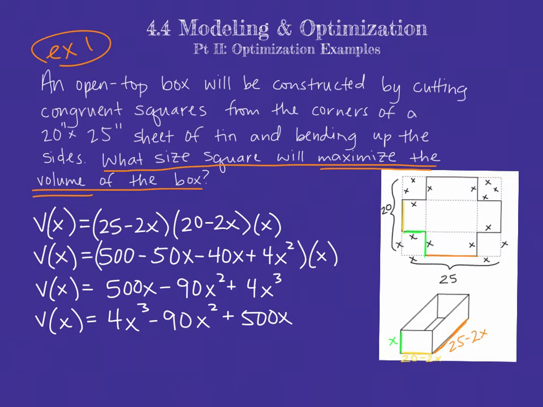Now we can do the calculus on this volume equation, or formula rather, by figuring out the maximum value. So what value of x will yield a maximum volume? That means that we need to find the critical points and test them using either the first or second derivative test. In order to find the critical points, we need to first take the first derivative. So we need to take V prime of x. That will give us 12x squared minus 180x plus 500. Then we need to set that to 0 to find the critical points.